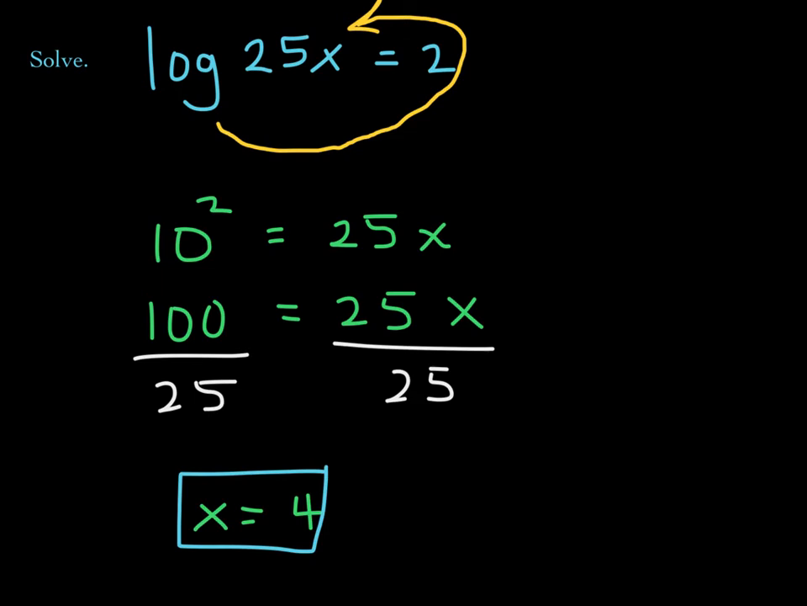For log equations, it's very important that you always check your answer. All right, so when you plug in 4, 25 times 4 is 100. 100 is what you get when you take 10 and you square it. So it definitely satisfies the original equation. Okay, so this is going to be our strategy. Whenever you have a logarithm set equal to just a number, a constant, then just rewrite it as an exponential and then solve.